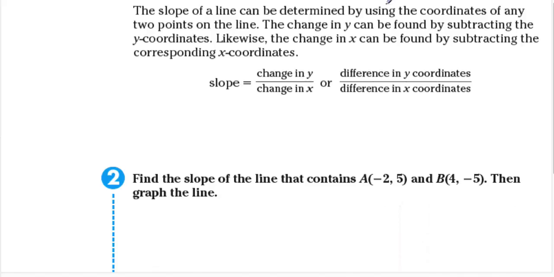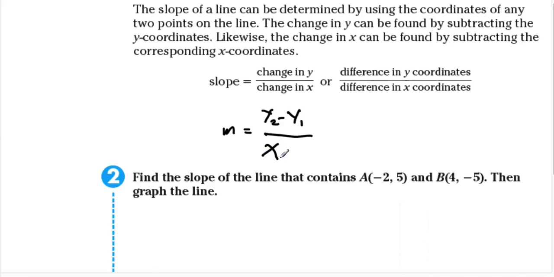I will give you a formula which is not in the book, so you copy this down. The slope, which is lowercase m, will be equal to y sub 2 minus y sub 1 all over x sub 2.